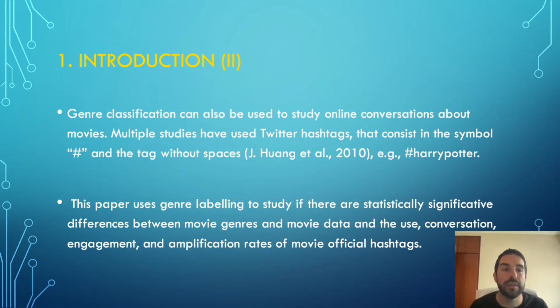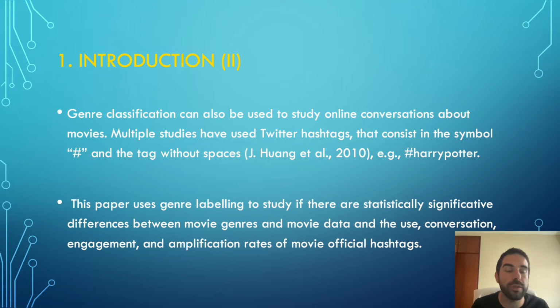Genre classification has also been used to study online conversations about movies, and this is the case of this study. There are multiple studies that have used Twitter hashtags. A hashtag consists of the symbol that you are seeing on the screen and the tag without spaces, for example, Harry Potter without a space between Harry and Potter.